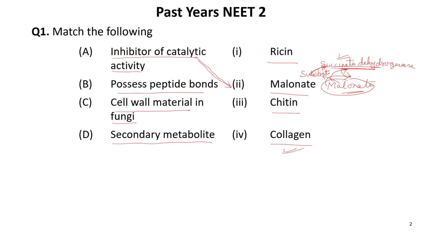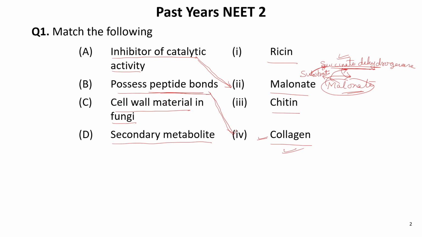So remember this. Possesses peptide bond. So protein is having peptide bond. So here which is protein? Collagen. It is an animal protein, the most abundant animal protein. So peptide bond is present in the collagen protein. So this is the match.